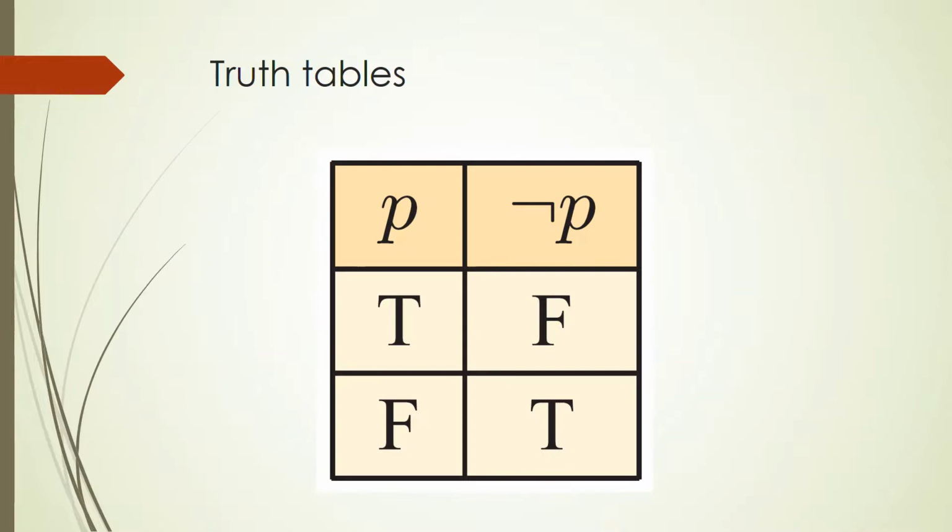And we can use truth tables to represent this. So this is a truth table. On the left column we have P, on the right column we have the negation of P. So if P is true, then the negation of P must be false. And if P is false, then the negation of P must be true, because the truth value of the negation is always opposite.